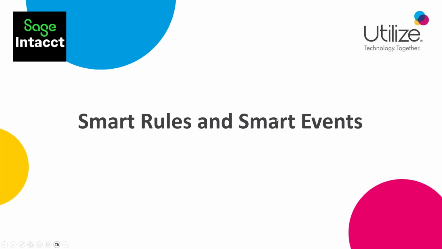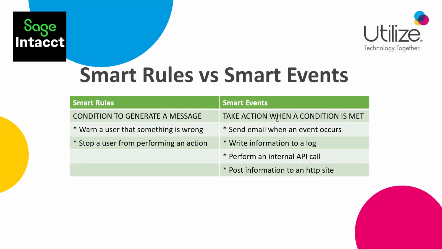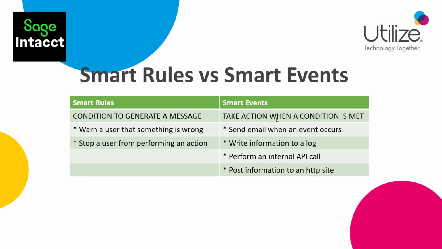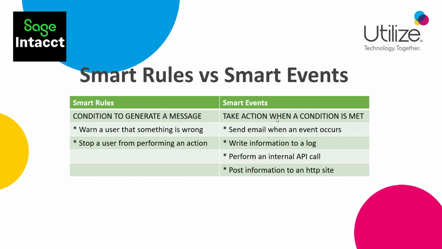So firstly, what is the difference between the two? Well, a smart rule is a condition to generate a message. In other words, it will warn a user that something's wrong when they're entering something on a screen or a form, or it's to stop them performing a certain action.